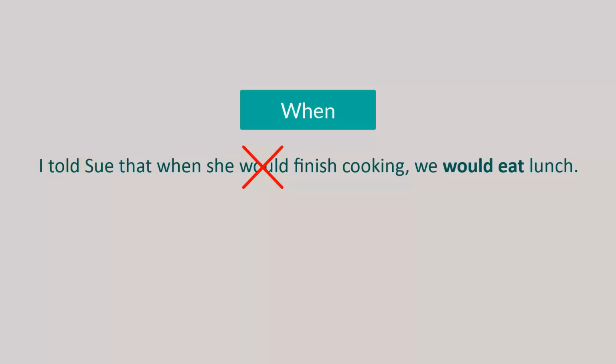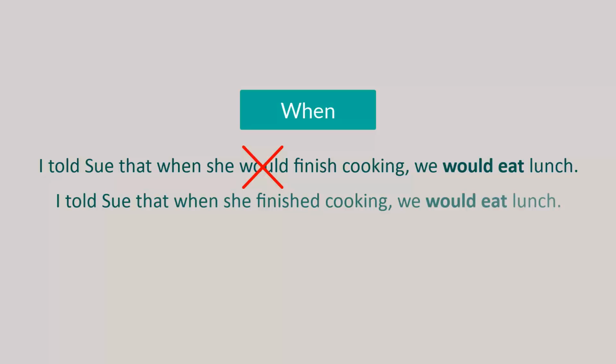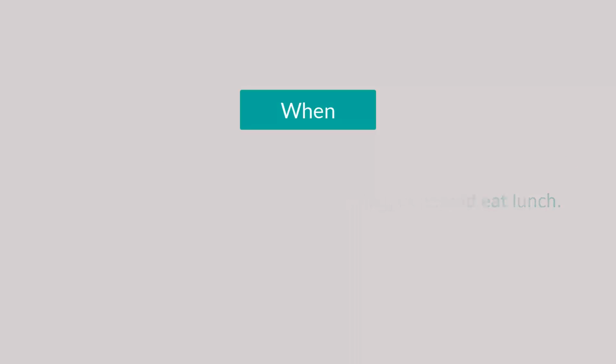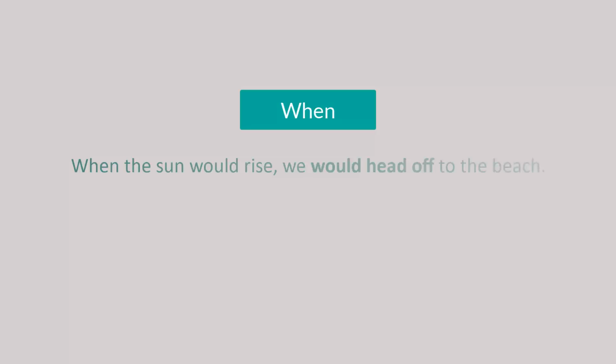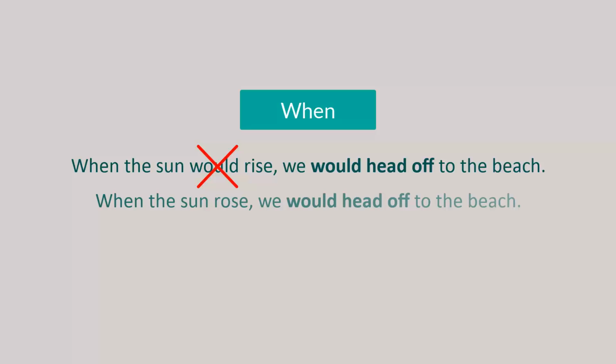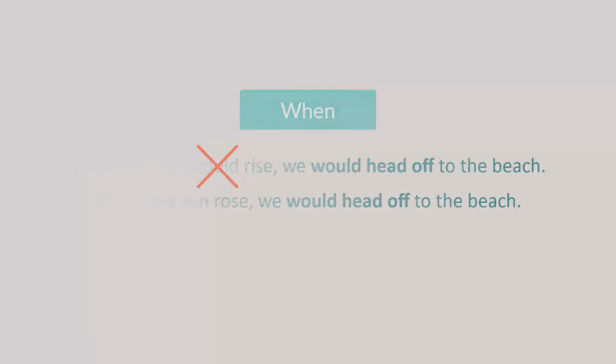When we use the time expression when, then this is what we need to say. We need to use the simple past. I told Sue that when she finished cooking, we would eat lunch. And one more example. When the sun would rise, we would head off to the beach. No, we can't say this either. Instead, when the sun rose, we would head off to the beach. So this is the future in the past. So in other words, when the sun would rise, we would say to each other, let's go down to the beach. So it's a future plan, a future thought.